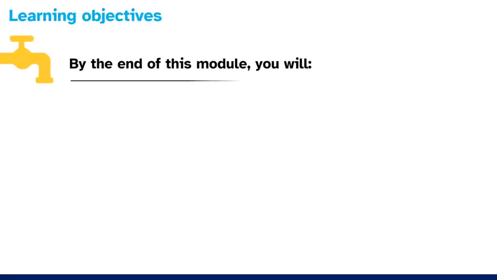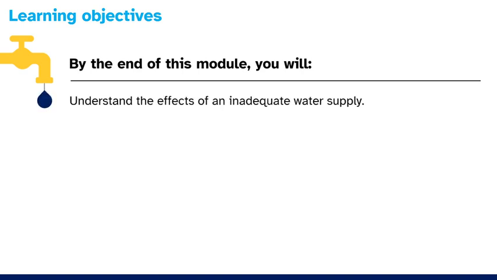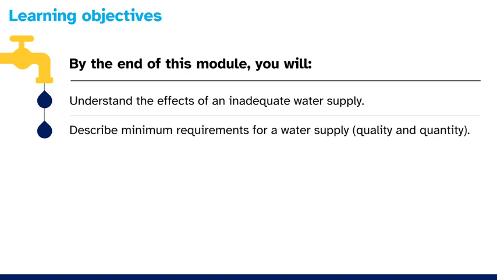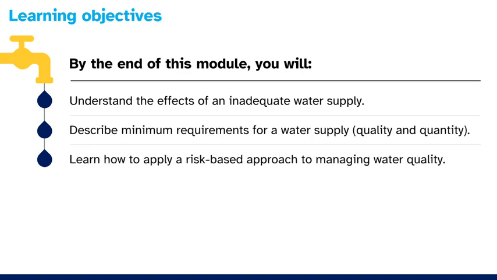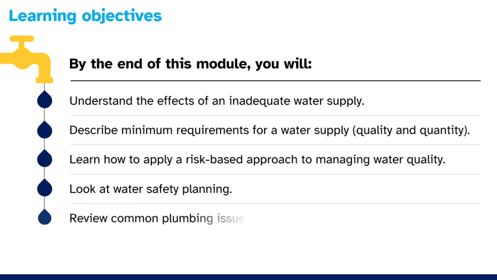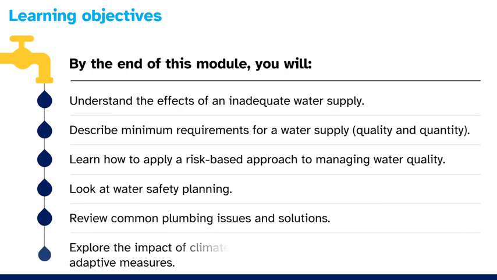In this module, we will learn about requirements for safe water, which is crucial for the safe functioning of a healthcare facility. We will look at the effects of an inadequate water supply and describe minimum requirements for a water supply, including quality and quantity. We will look at how to apply a risk-based approach to managing water quality and briefly touch on water safety planning. We will also look at plumbing issues and solutions for a better functioning facility and explore the impact of climate change on water supply and some adaptive measures. Let's begin.